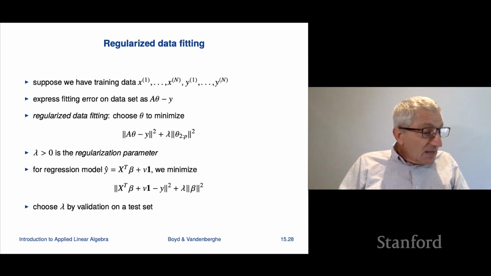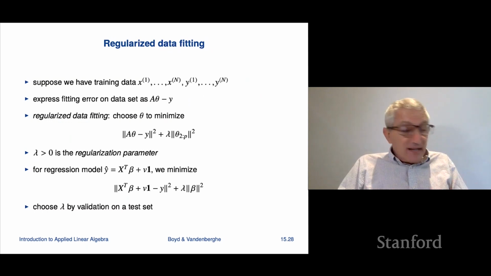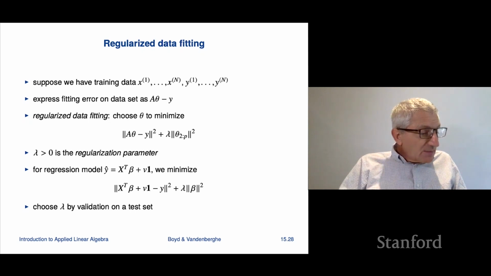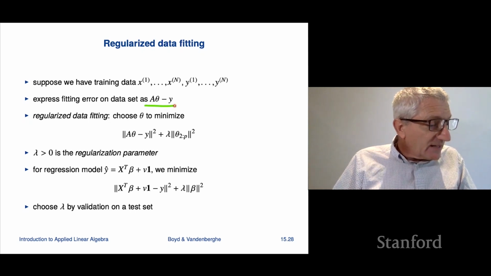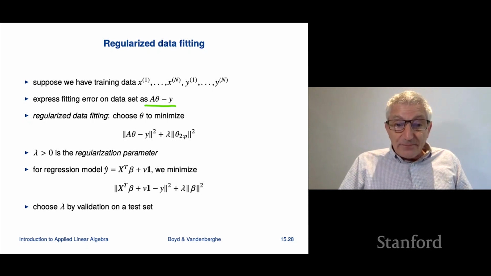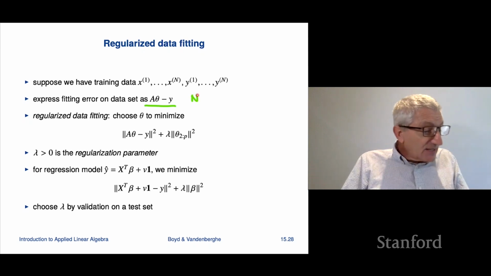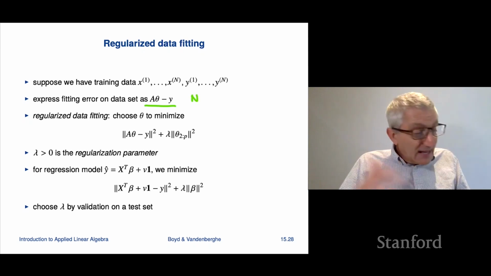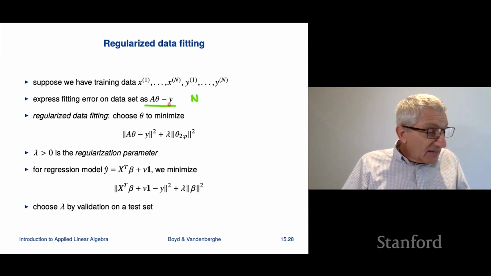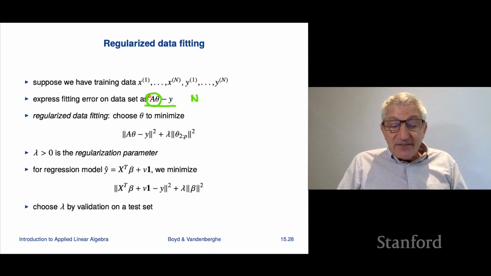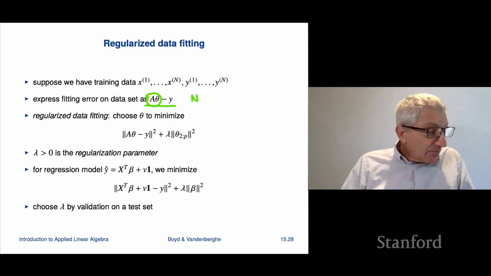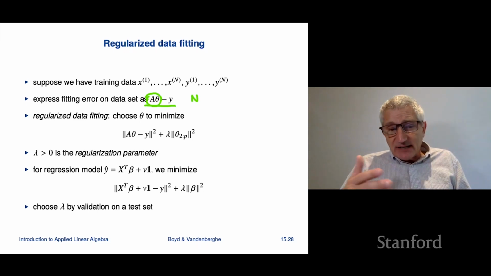Okay, so let's suppose we have a training data set. We are going to express the error on this training data set as A theta minus y. These are capital N vectors here, consisting of y1 through yn on the right hand side. That's this one, and this thing is y hat evaluated at x1 up to xn. And the matrix A, remember, is something like the basis functions evaluated at the data points.